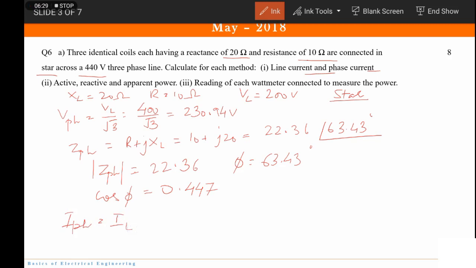Now I have all the values, so I will calculate the phase current. Since it is star connection, it is same as the line current, which comes out to be VPH upon ZPH. So it is 230.94 upon 22.36, and this comes out to be 10.32 amperes. So this is one answer.